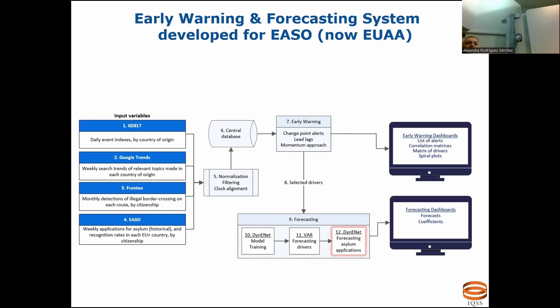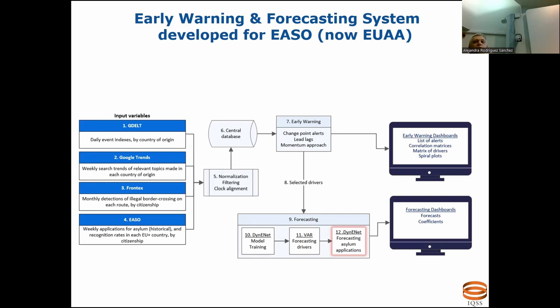We also took official statistics like the Frontex data. These are monthly detections of illegal border crossings on different routes, and these are data by citizenship. And then the EASO operational data. These were not official statistics, but operational data which we were using internally, for example to pre-allocate resources for the agency. Then all of this went through a normalization process, what I call clock alignment and filtering. Once the data are normalized, the analysis starts. I want to go through all these steps just to share this experience with you.